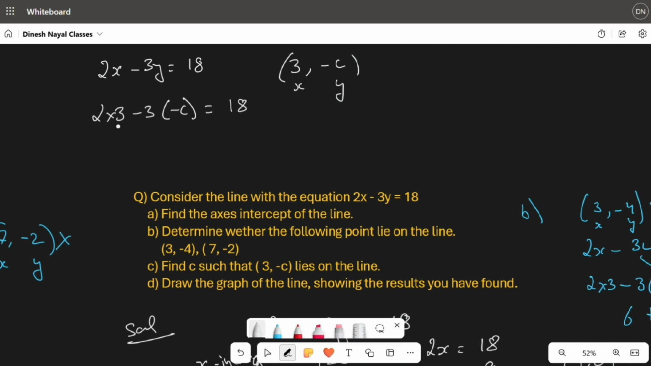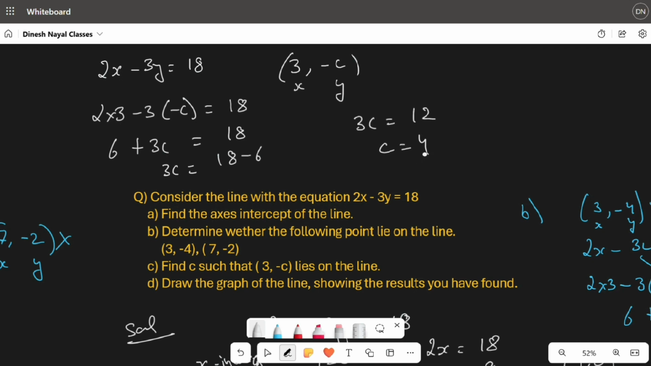So 3 into 2 is 6 and this will be plus 3C equals 18. So what will be 3C? 3C equals 18. You take 6 to that side, that will be negative. 18 minus 6, that is 12. That means 3C equals 12. So C equals 4. The value of C is 4.